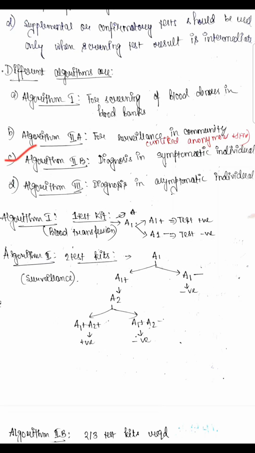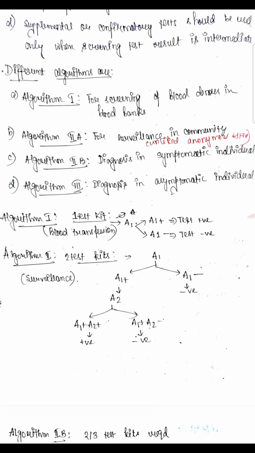And next is algorithm 2B for diagnosis in symptomatic individuals, like when unexplained diarrhea, weakness, nausea, fever, or opportunistic infections are present. So that is a symptomatic individual. We are diagnosing it in that patient. We are using the algorithm 2B. And algorithm 1 is just for screening of blood donors in blood banks, so that we do not transfuse blood from an HIV infected patient.